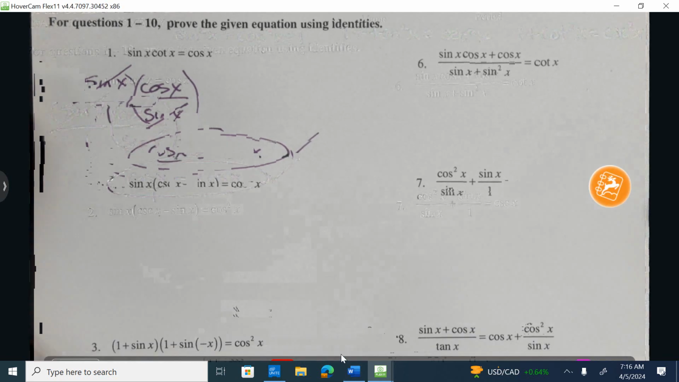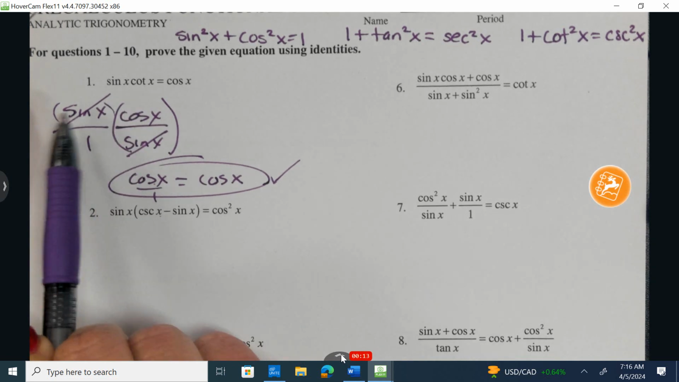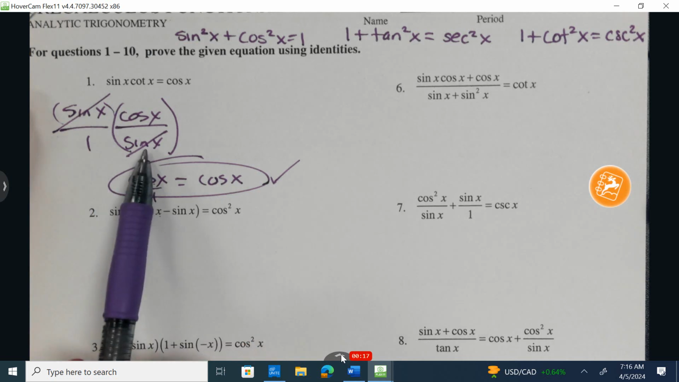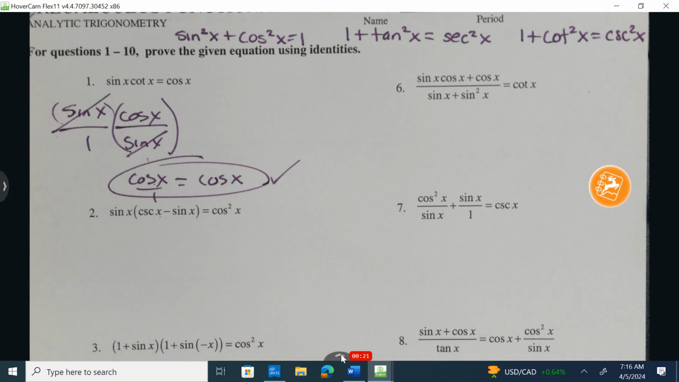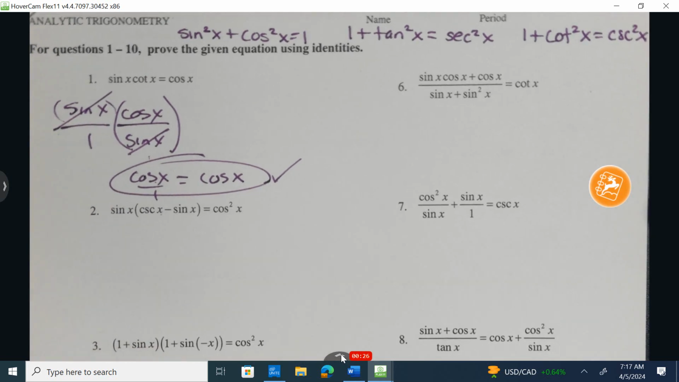Alright, so I did the first problem. I rewrote cotangent as cosine over sine. And then when I look here, I can see that the sine in the first fraction and the sine in the denominator of the second are going to be eliminated. Really, they're going to simplify to 1. I'm left with cosine equals cosine. Let's get started with the second one.